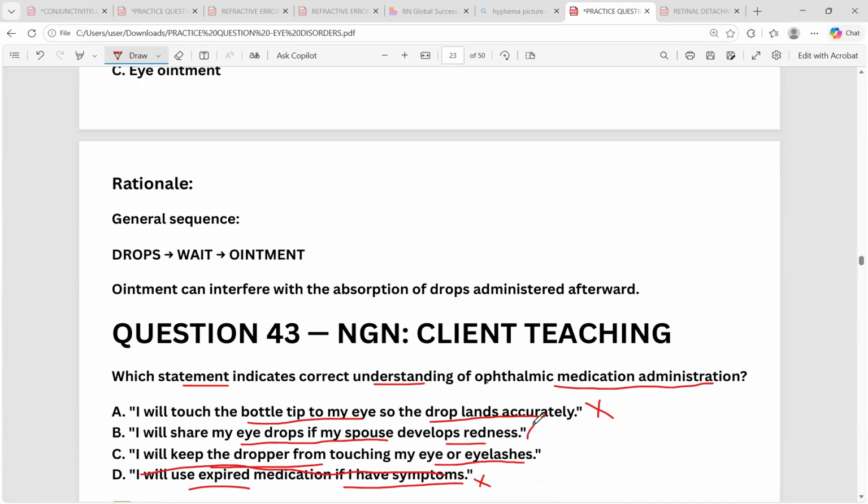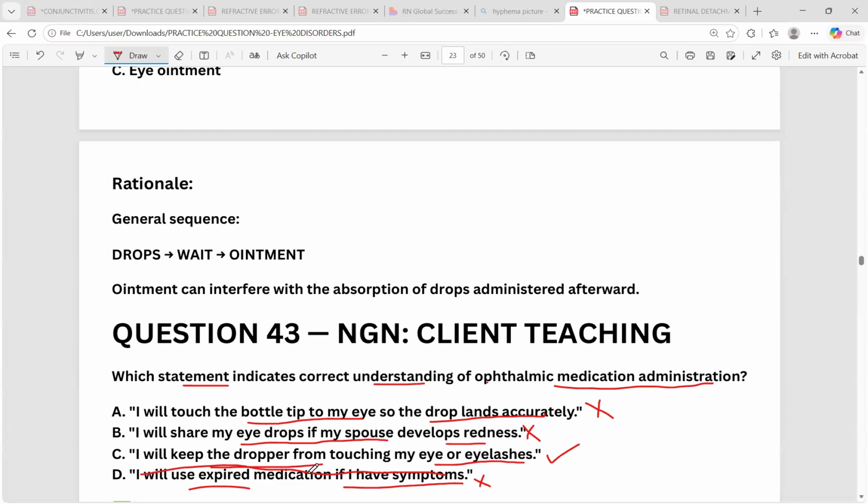I will keep the dropper from touching my eye or eyelashes when we are about to instill the drops. That means I will keep the dropper from touching my eye or eyelashes. That means we are not touching the dropper with the eyelid or eyelash. That is the correct statement.